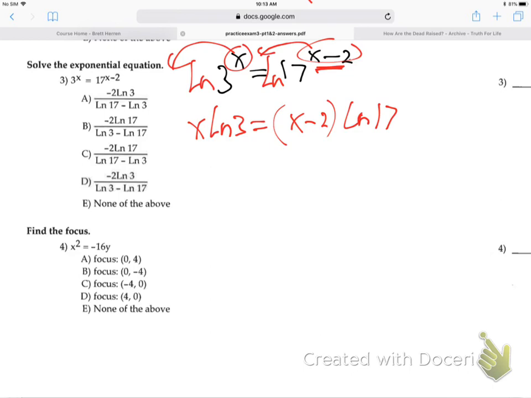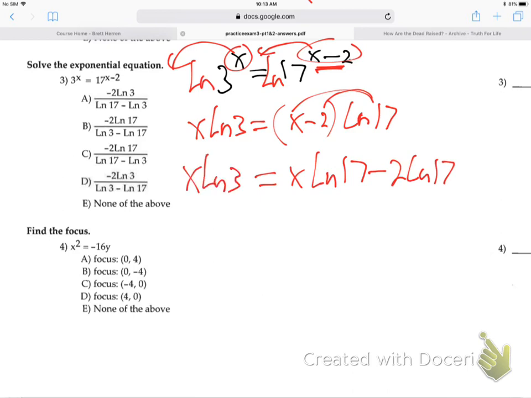All right, so then what? Well, then the ln 17 just distributes, right? When anything's up against parentheses, it distributes. So x ln 17 minus 2 ln 17, like that. We good to hear so far?